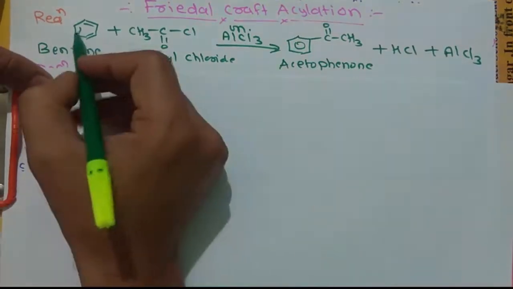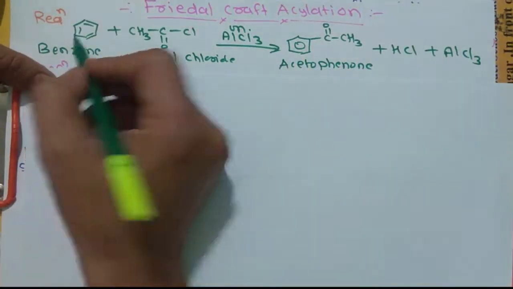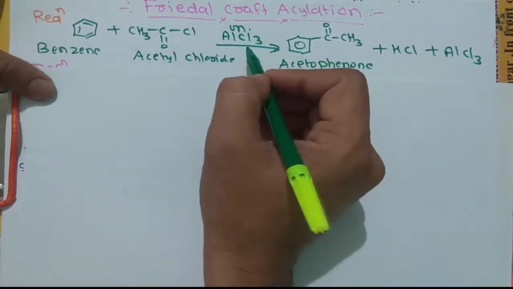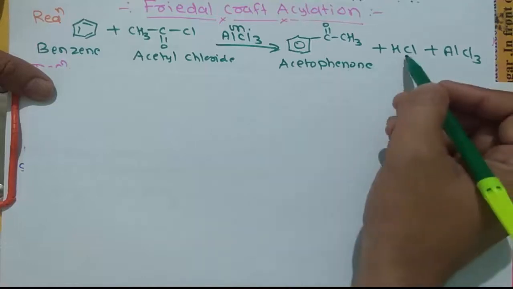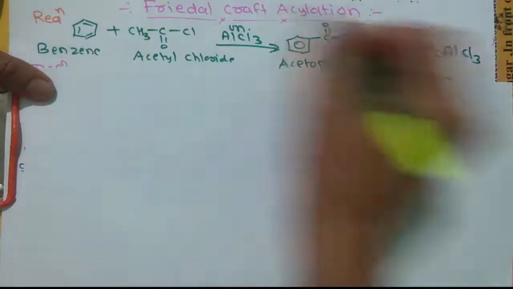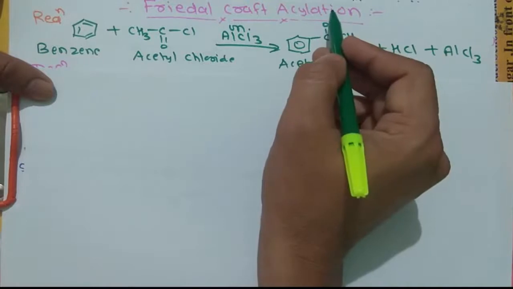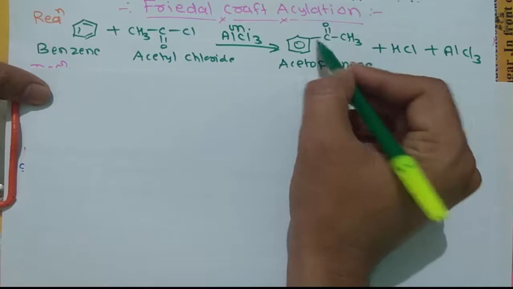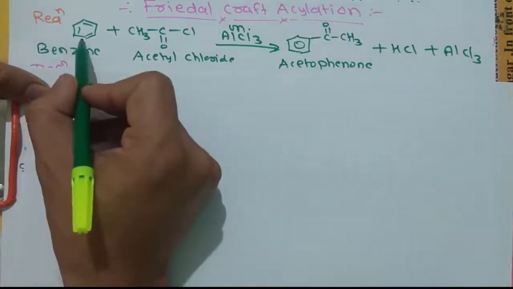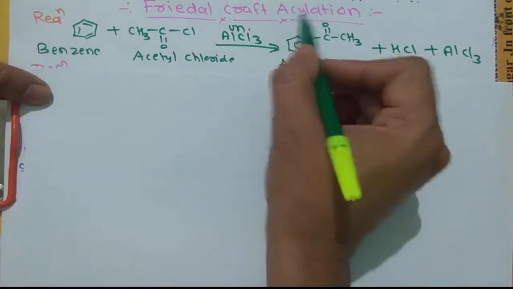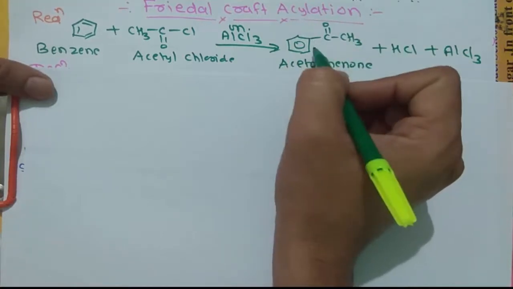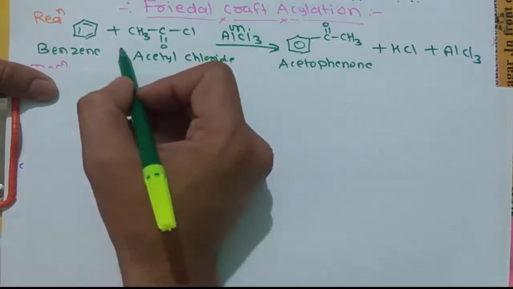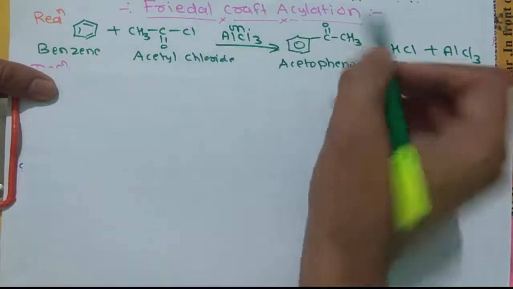In the Friedel reaction, benzene is reacted with acetyl chloride in the presence of anhydrous AlCl3 to form acetophenone, HCl and AlCl3. Overall, this reaction is known as the Friedel-Crafts acylation reaction. In these reactions, the acyl group is introduced on the benzene ring, which is why it is called acylation. The reaction was first discovered by the scientists Friedel and Crafts, so it is named the Friedel-Crafts acylation reaction.